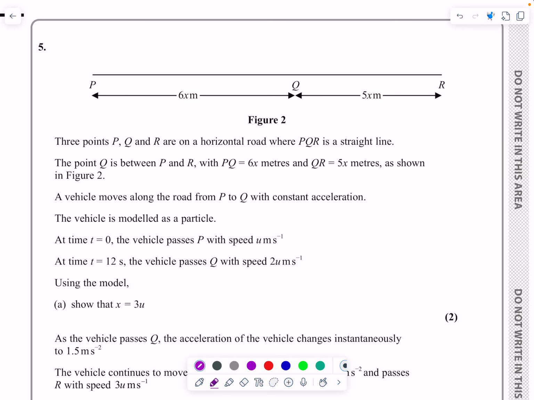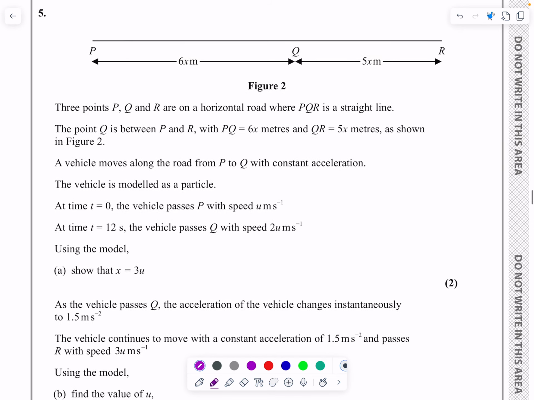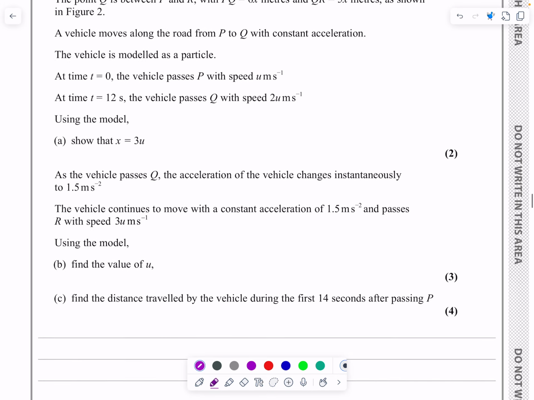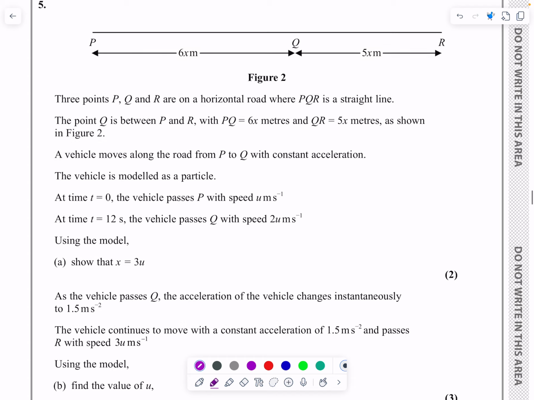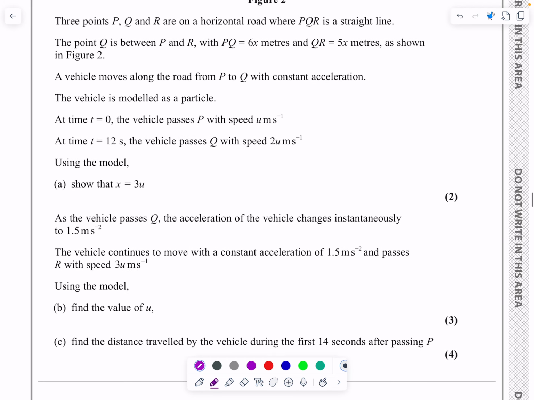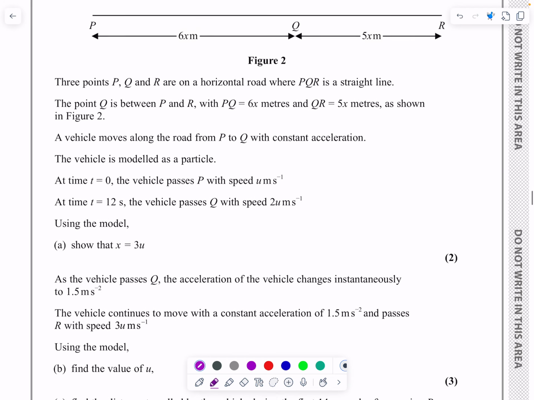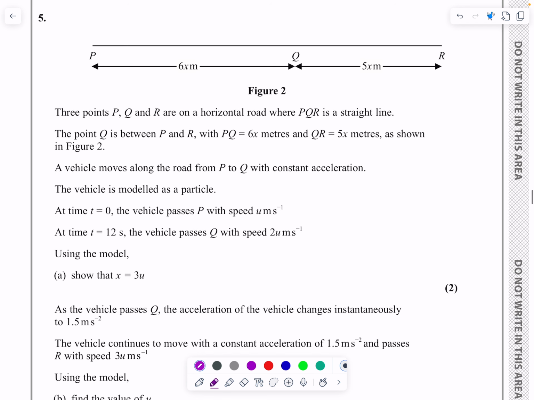Okay, this is the M1 paper from January 2023. It's question number 5, and as you see, as I scroll up and down it, it's a kinematics question, but there's a lot of detailed information on here, so I suggest you pause the video and have a read through of it all rather than me taking ages to read through the thing, and then we'll be able to make a start on it.